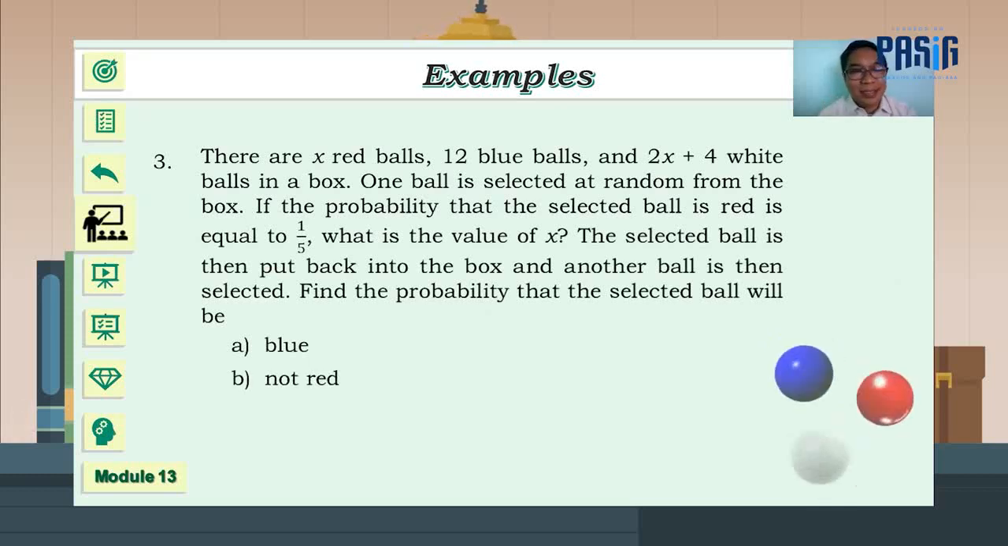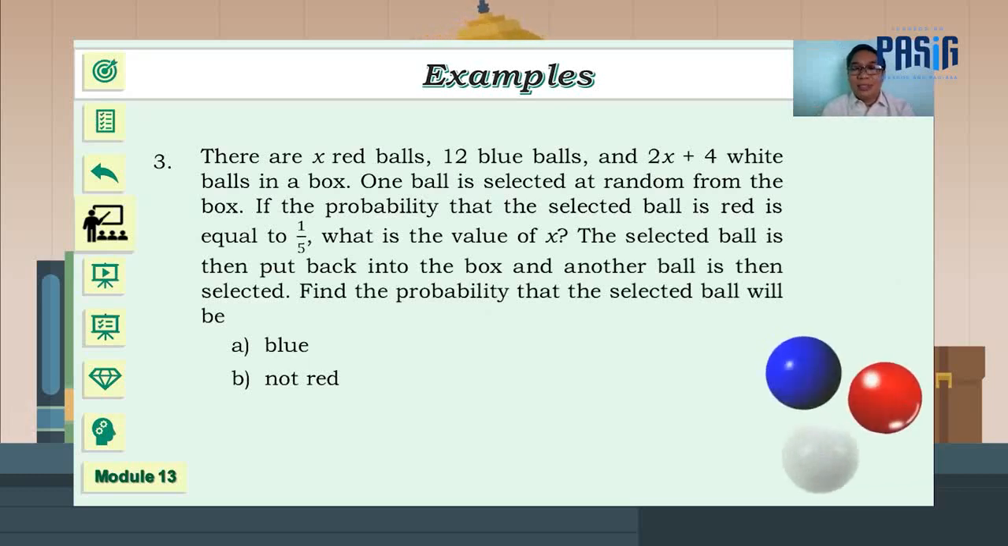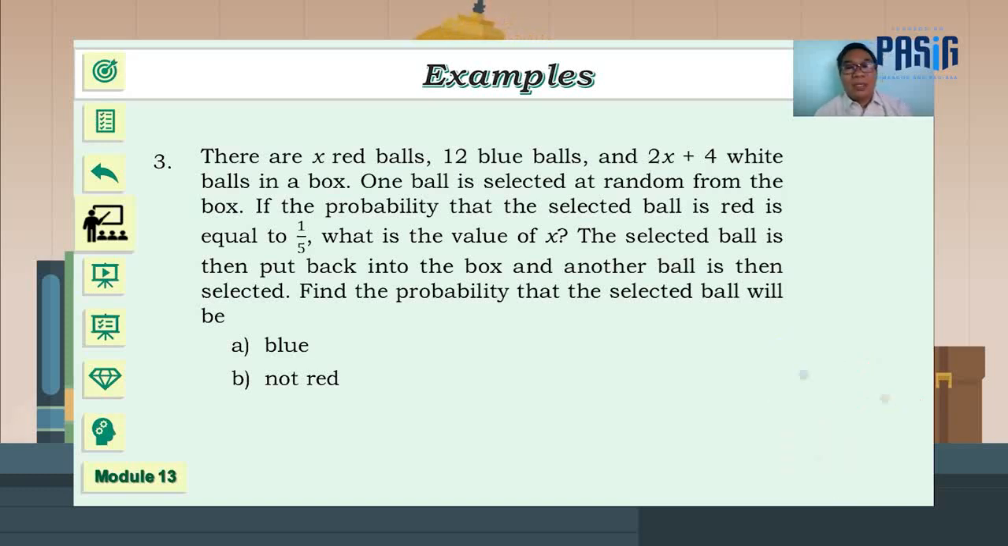There are X red balls, 12 blue balls, and 2X plus 4 white balls in a box. One ball is selected at random from the box. If the probability that the selected ball is red is equal to 1/5, what is the value of X? The selected ball is then put back into the box and another ball is being selected. Find the probability that the selected ball will be a blue, not red.